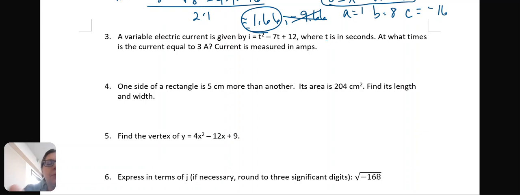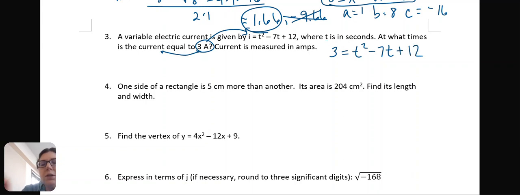Okay, number 3's type of story problem. A variable electrical current is given by I equals t squared minus 7t plus 12, where t is in seconds. At what times is the current equal to 3 amps? Current is measured in amps, so this 3 is our current. That is our current, so we're plugging it into I. So we get 3 equals t squared minus 7t plus 12.